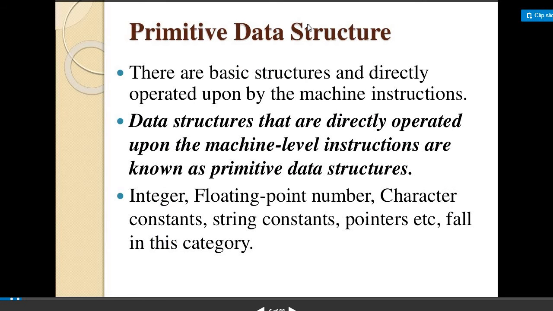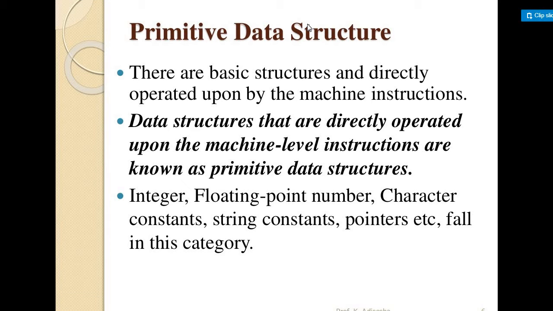First, what is primitive data structure? They are basic data structures and are directly operated upon by the machine instructions. This type of data structure is known as primitive data structure. Also, we can say it is the fundamental data type. Data structures that are directly operated upon by machine level instructions are known as primitive data structures. Integer, floating point number, character constant, string constant, pointers fall in this category.